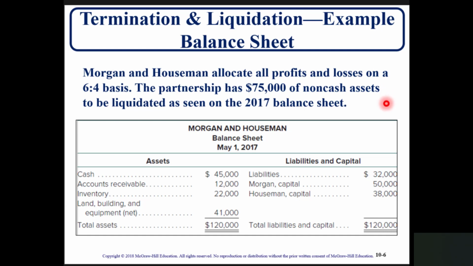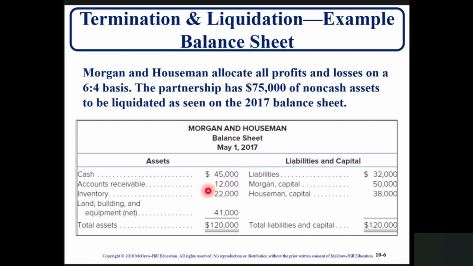So, an example. Here we have a balance sheet. Morgan and Houseman allocate all profits and losses on a 60-40 basis. The partnership has $75,000 of non-cash assets to be liquidated, as seen on the 2017 balance sheet. Here we have cash, accounts receivable, inventory, land, total assets, and then total liabilities, and Morgan and Houseman's capital.